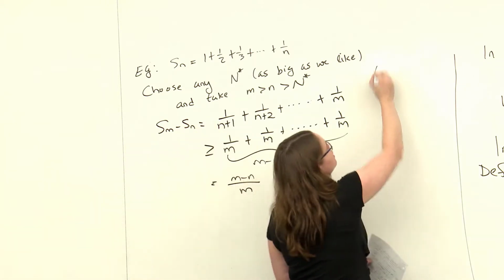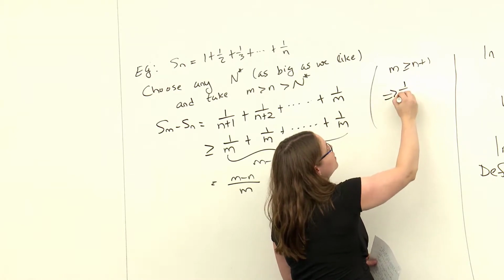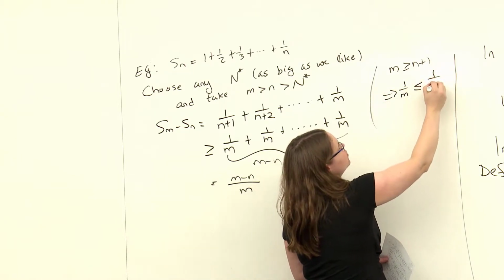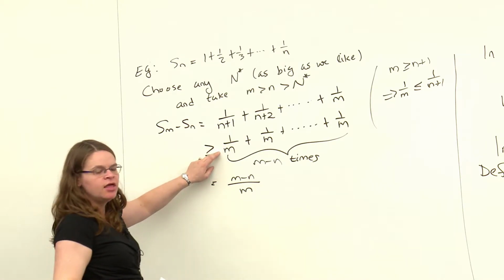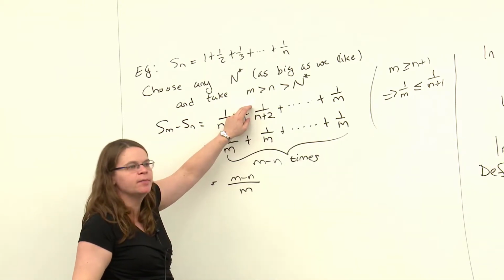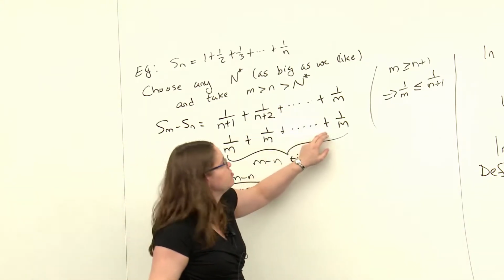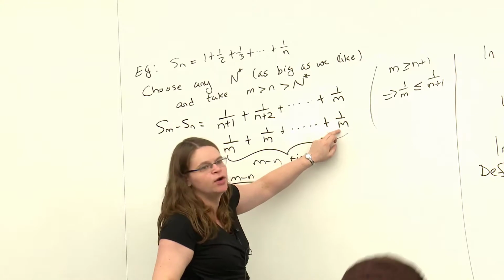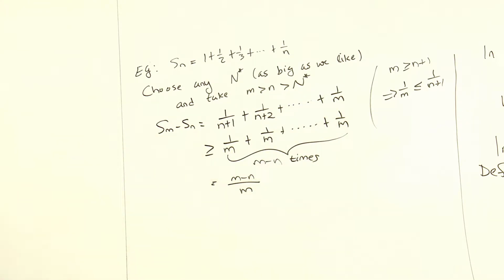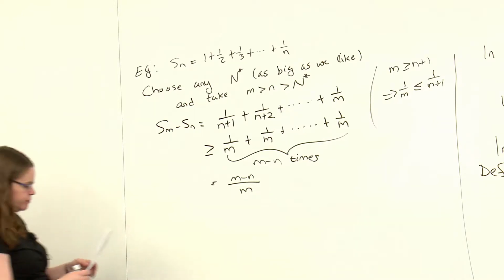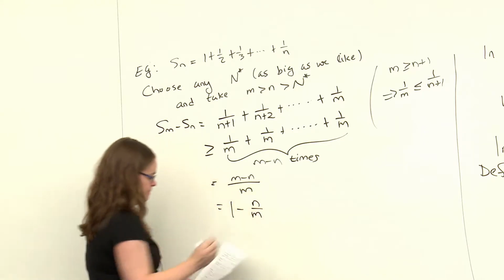Right, we can do that on the side here. So m is bigger than or equal to n plus 1. That means 1 over m is less than or equal to 1 over n plus 1. So I'm doing that comparison with these terms. Then I'm doing the same comparison with n plus 2. Same comparison with n plus 3. I keep going all the way until I get 1 over m is now equal to 1 over m, but certainly greater than or equal to. Okay, so this is equal to 1 minus n over m.